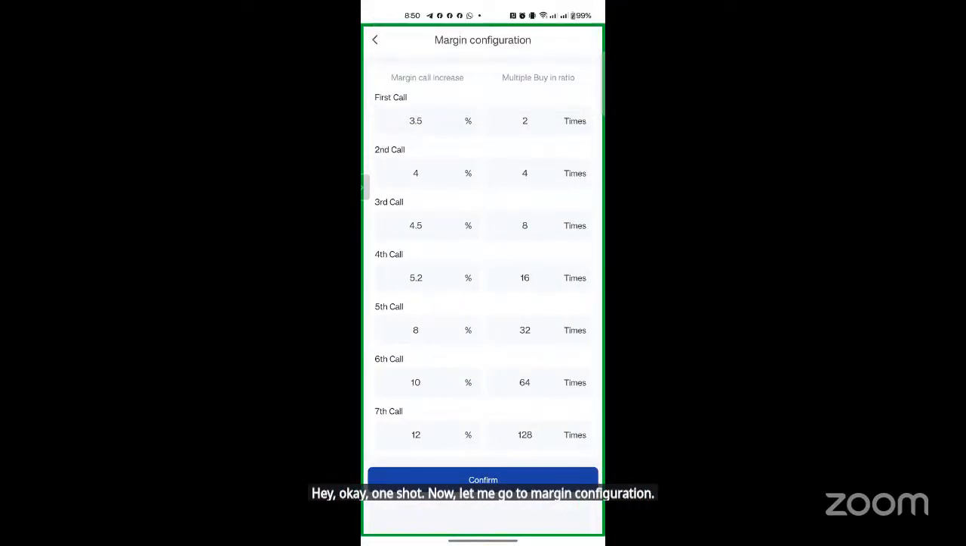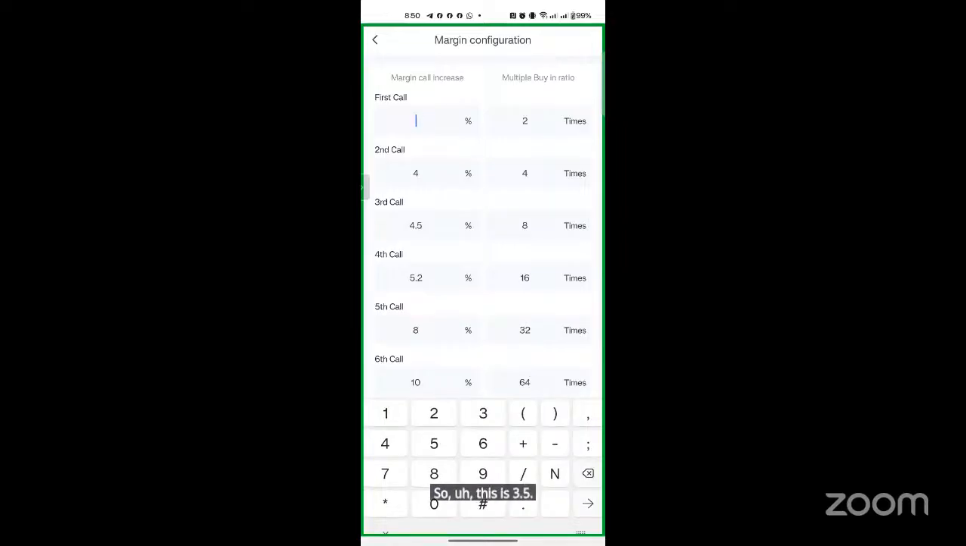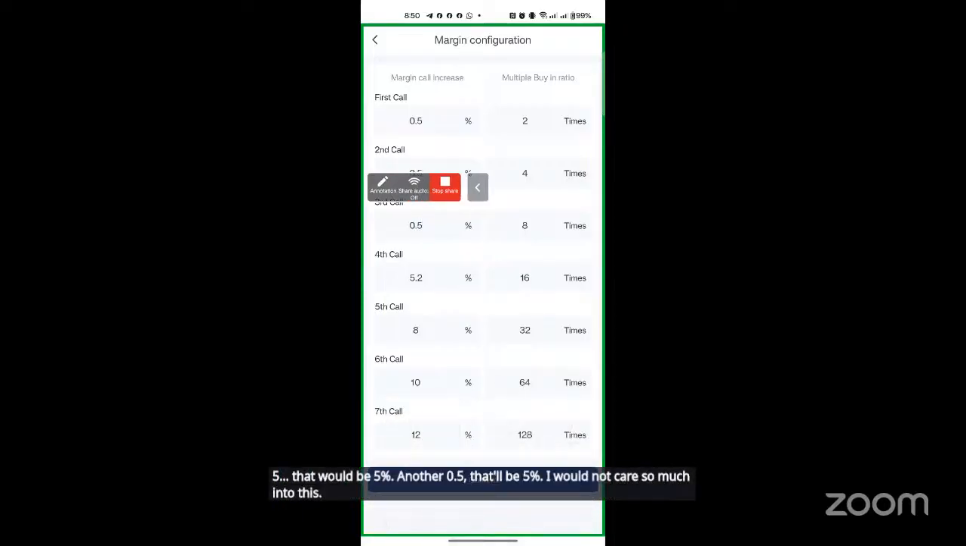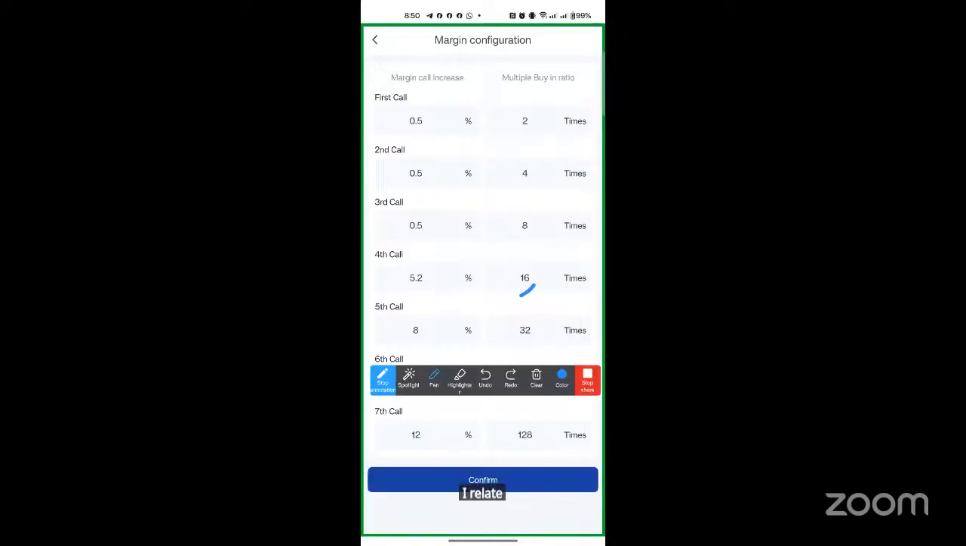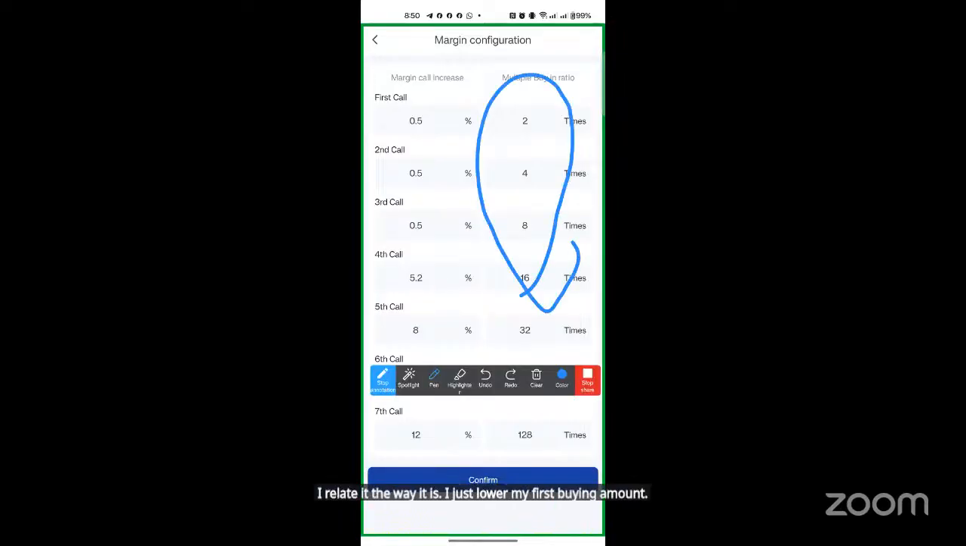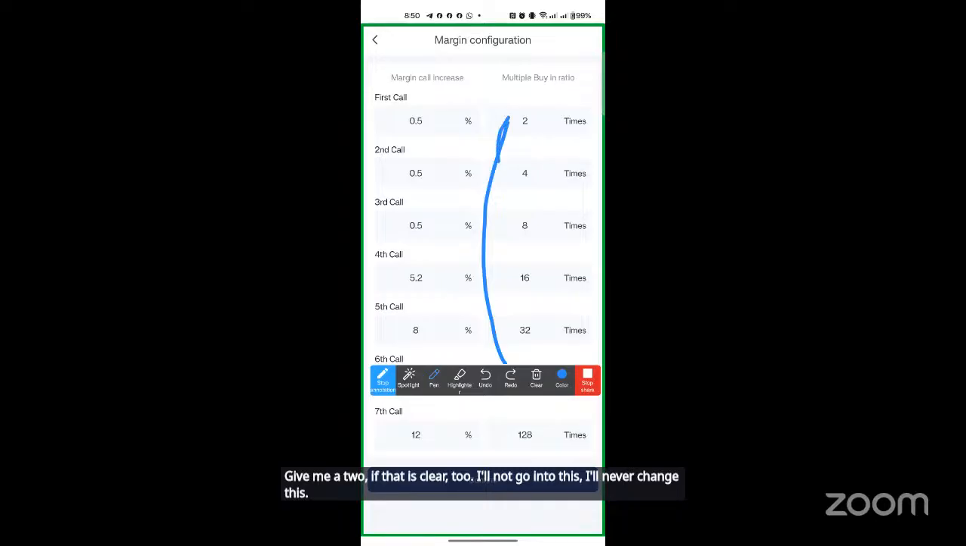So this is 3.5. Okay, so 0.5, that would be 5%. Another 0.5, that would be 5%. I usually do not care so much about this. I leave it the way it is. I just lower my first buying amount. Give me a 2 if that is clear too. I'll not go into this. I'll never change this. I'll just work on my first buying amount.